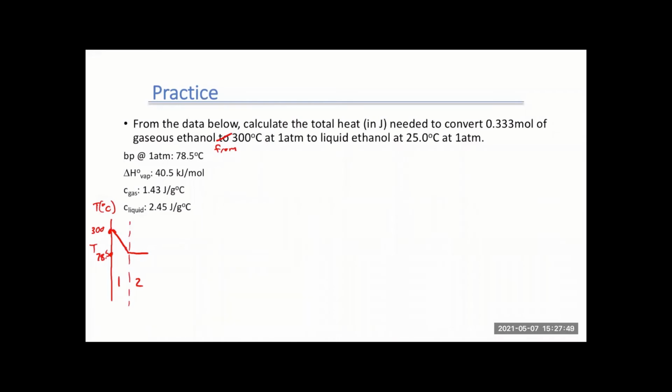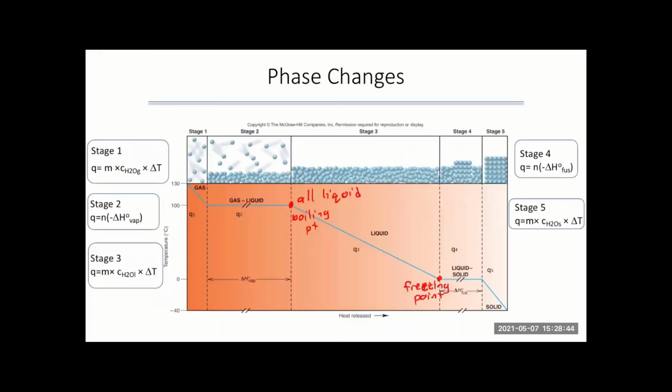And once it completes that phase change, from 78 degrees down to 25, that means we have another temperature drop, which means now we're in stage 3. And then notice how the question doesn't say anything else about it being a solid, so we don't have to worry about stage 4 or 5. Which means for our total heat, we just have to calculate Q1, 2, and 3. So remember, Q1 is our stage 1. So that's the mass times the specific heat in the gas phase times the change in temperature.